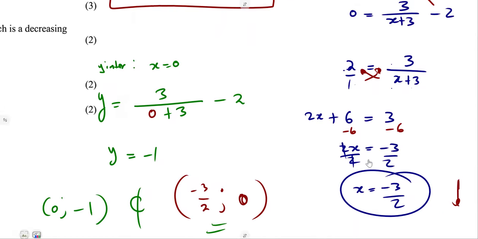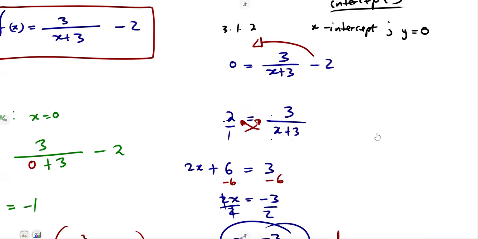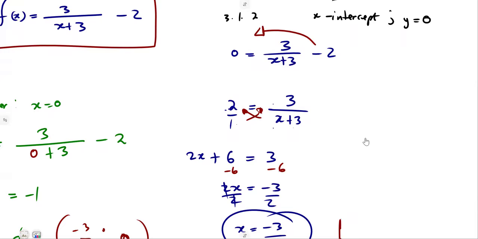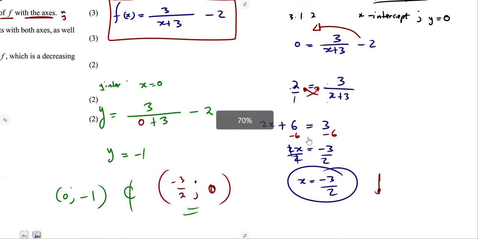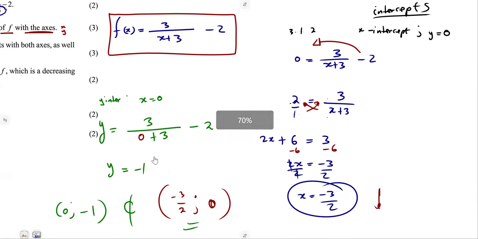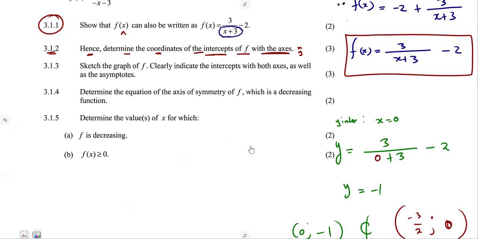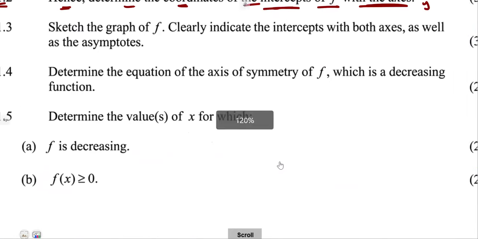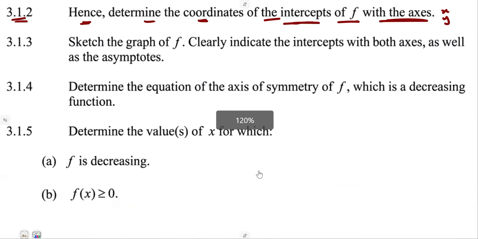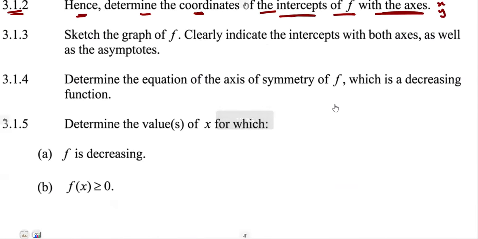So just like that, this is how we can have our questions. As you can see, it'll be something that is a little bit direct. We just have to be very careful in attempting your questions. So moving on to 3.13, they want us to sketch the graph of f, indicating the intercepts with both axes as well as the asymptotes.